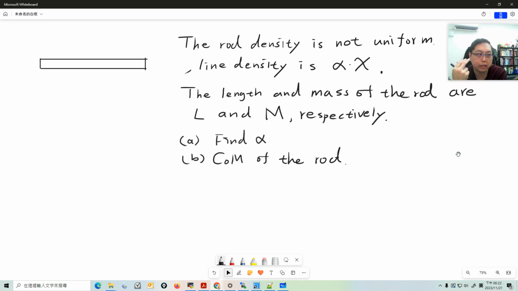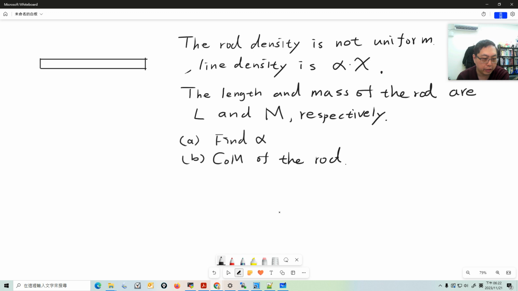In this problem, we want to first find alpha, and second, find the center of mass of the non-uniform rod. So let's find alpha first. Alpha is an arbitrary constant, but we can find it based on the information in this question. How to get alpha? We start from this line density.